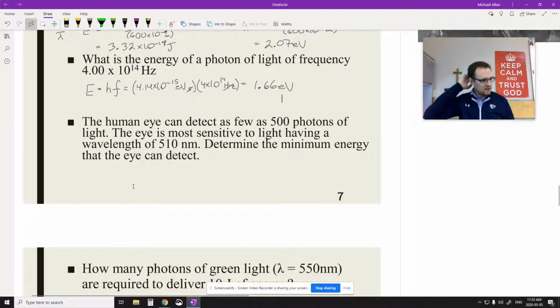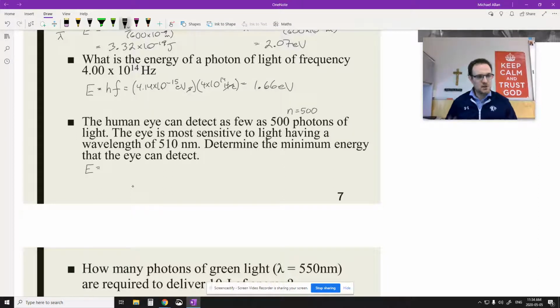Okay, the eye can detect as few as 500 photons of light. So this is where you're thinking, okay, now they're talking about multiple photons. So that's an N value here. So I'm just going to mention that. That's my N value. It's 500 photons. The eye is most sensitive to light having a wavelength of about 510 nanometers. What's the minimum energy that the eye can detect?